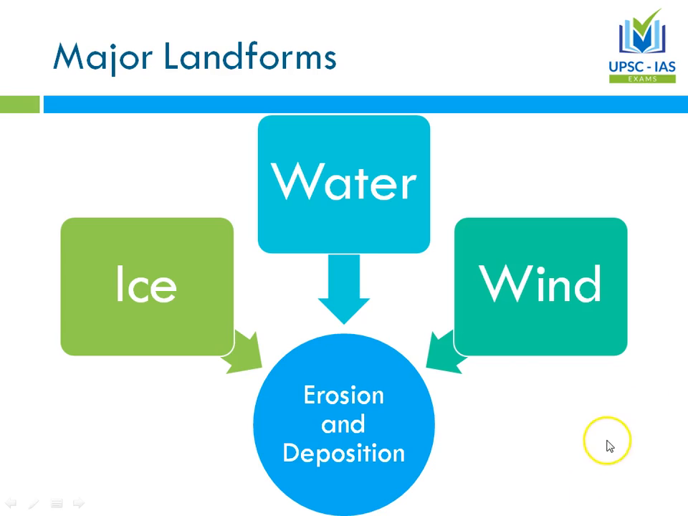So three things that play a major part in erosion and deposition are wind, water and ice. You can remember it by WWI, or by WIW or IWW, whatever is easy. Remember, it's wind, water, and ice.